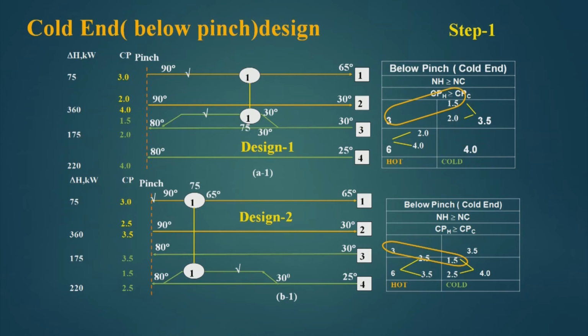So, this rule is violated, because now NC is greater than NH. So, to satisfy this rule, I have to split a hot stream also. If I split a hot stream, then again the NH becomes 3, so NH is equal to NC. If I split one cold stream, then one hot stream has to be split to satisfy this equation, and that is why this hot stream has been split. Similarly, when I am splitting this, I have to split a hot stream also.